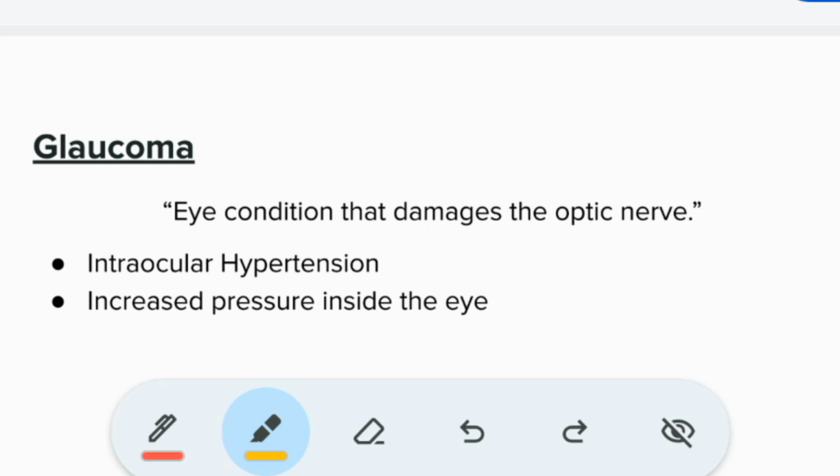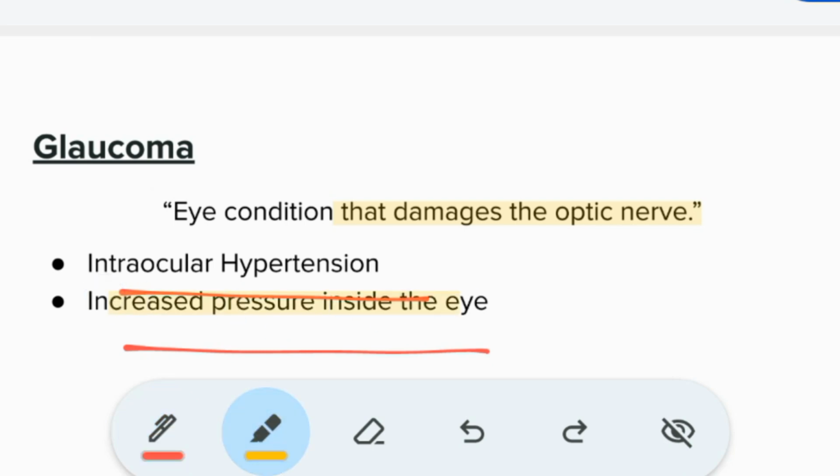So glaucoma is a condition that damages the optic nerve. How the optic nerve is damaged, we are going to discuss in the cause later, but right now the condition which will damage the optic nerve is basically glaucoma. So here you should know one thing, that it is due to intraocular hypertension. Intraocular hypertension means that there is an increased pressure inside the eye.